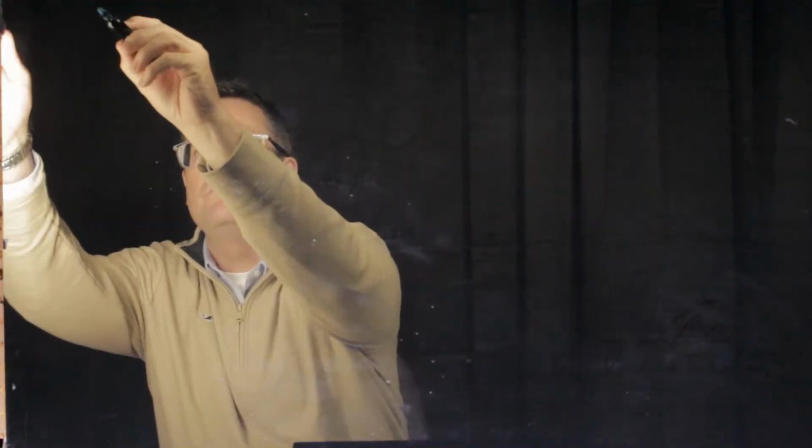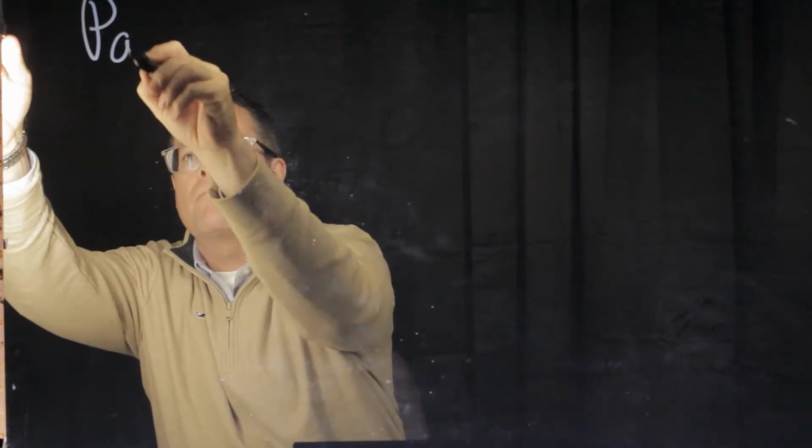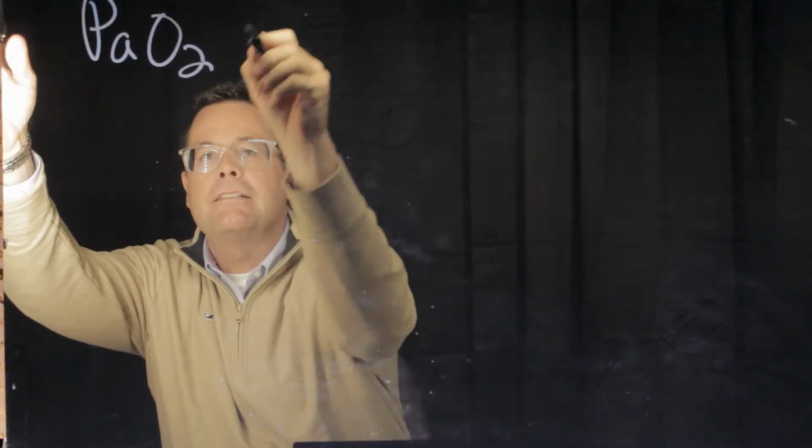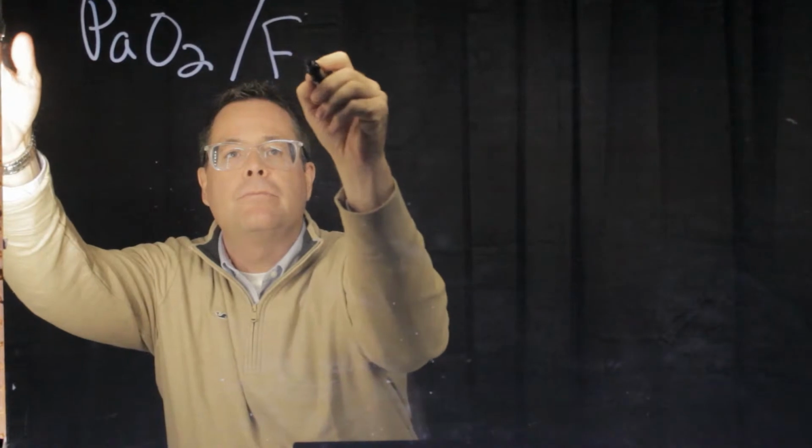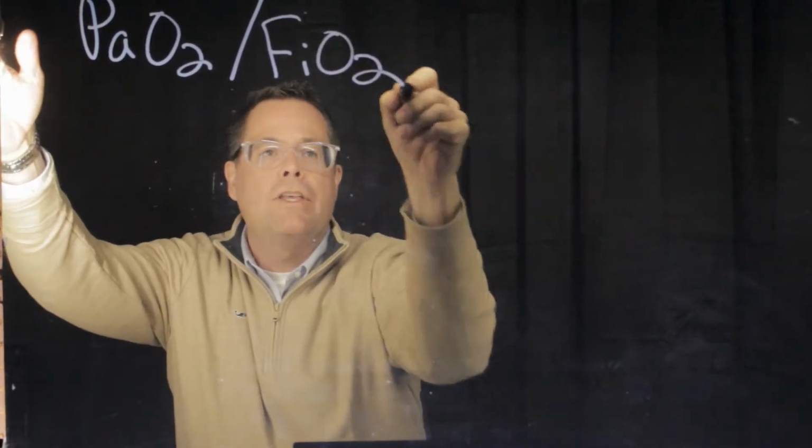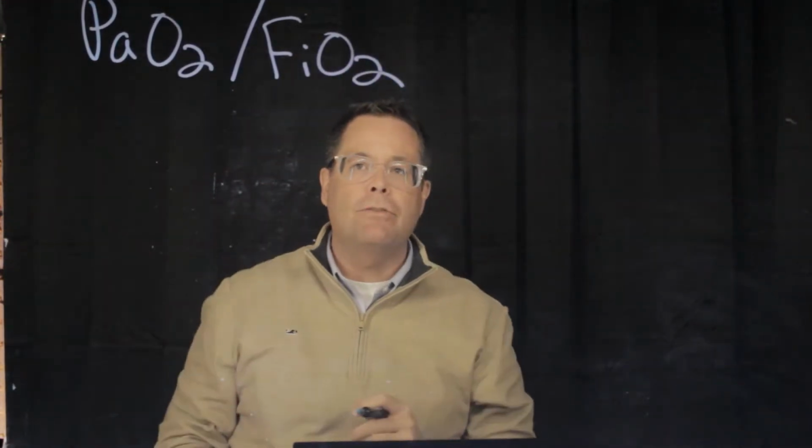We use it a lot in the ICU setting where we try to determine if the patient is in mild, moderate, or severe ARDS. So basically, we have a simple equation. We have PaO2 that we get off of a blood gas, divided by our FiO2. And I know this is where some of it gets a little tricky for some of you.